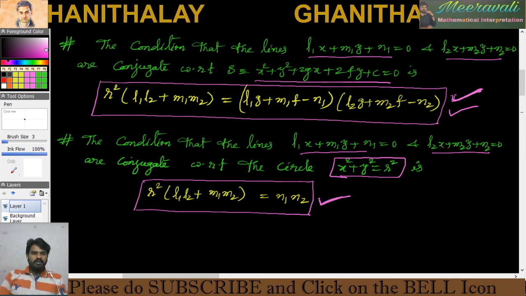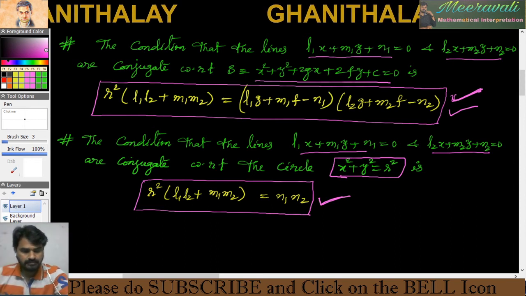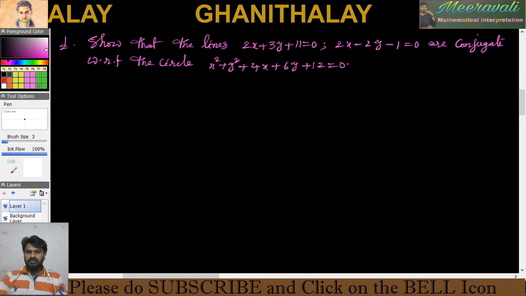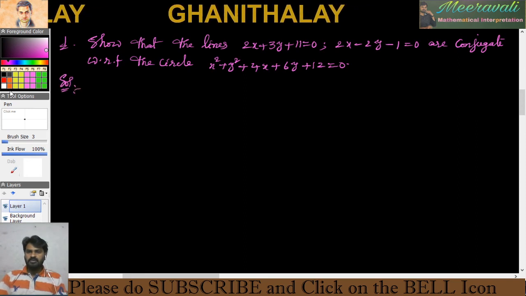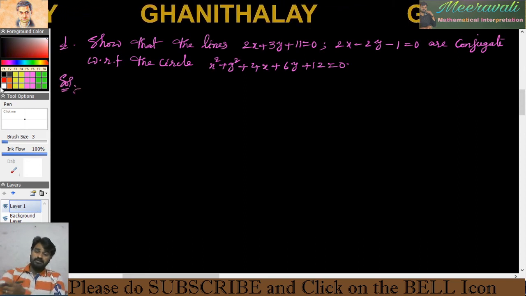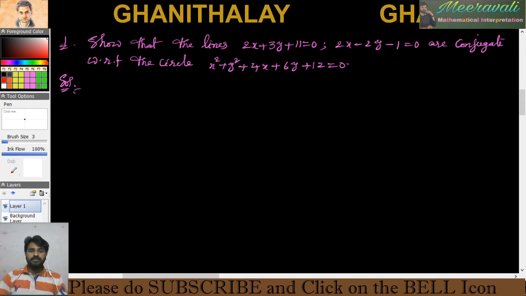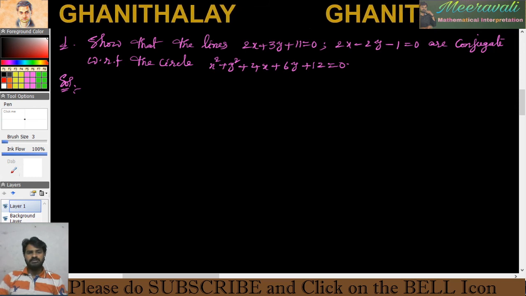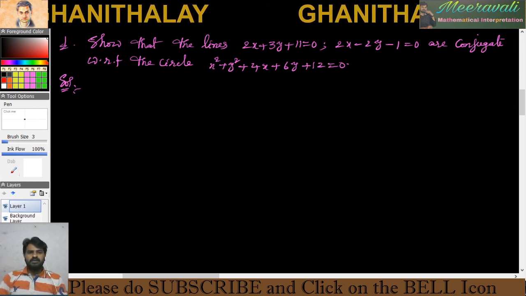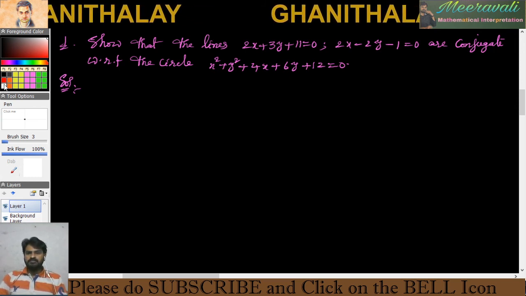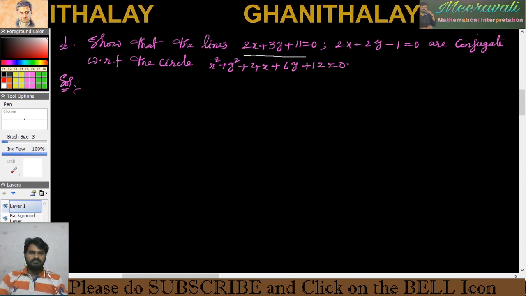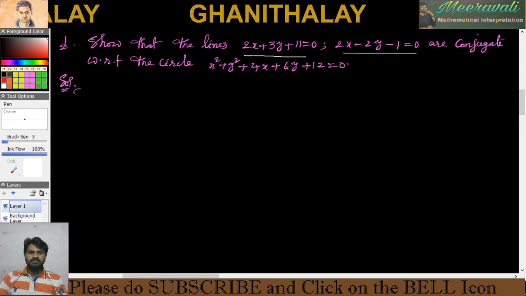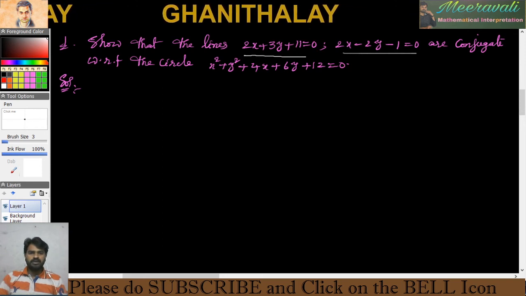Okay, have a look at this problem. I will tell you this problem in the simplest method. To use this method, you have to remember the conjugate lines property here. So look at the problem. What is given here? Two lines are given, this one and this one, line 1 and line 2 are conjugate with respect to this circle. We have to show that these two lines are conjugate.